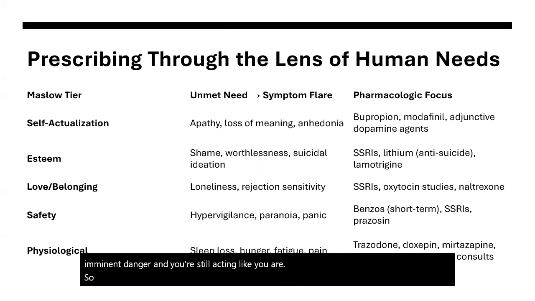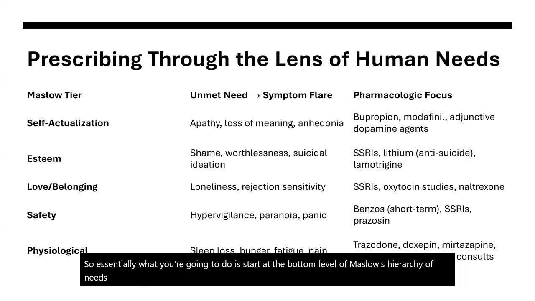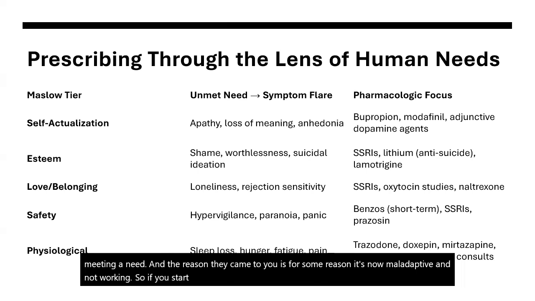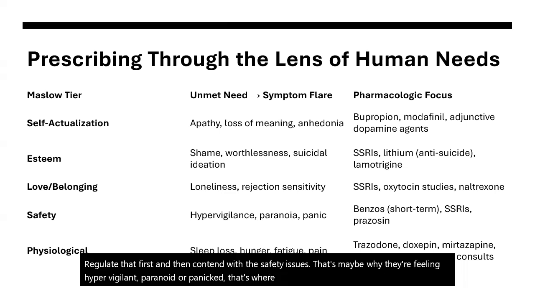So how do you prescribe? And this is the review that basically pulls the whole course together. So essentially what you're going to do is start at the bottom level of Maslow's hierarchy of needs, right? You want to see the symptoms that your patient is presenting as a means of meeting a need. And the reason they came to you is for some reason it's now maladaptive and not working. So if you start at the bottom with the physiologic needs of sleep, hunger, fatigue, and pain, regulate that first and then contend with the safety issues. That's maybe why they're feeling hypervigilant, paranoid, or panicked. That's where the SSRIs may be useful.